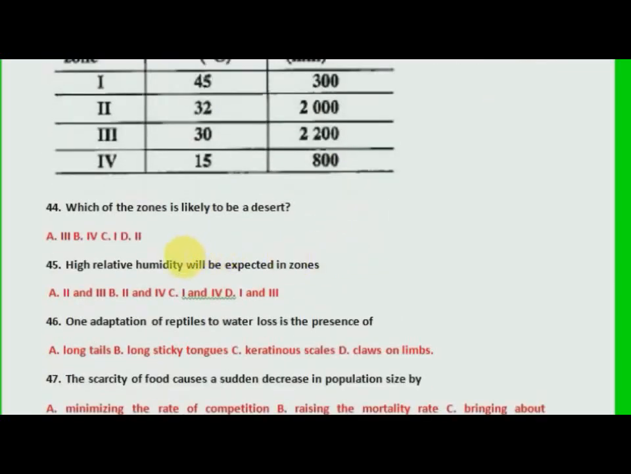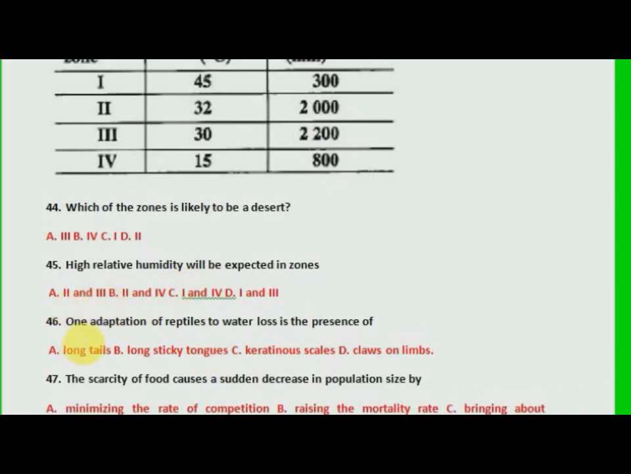Higher relative humidity will be expected in the zones where? Now, when we say relative humidity, it refers to the amount of moistness in the atmosphere. So from here, we look at the best two. These 2, 3, and 4 have the highest amount of rainfall. So apparently, they are meant to have higher rainfall, higher moisture in the atmosphere. Oh, sorry, these two, 2 and 3, they have the highest rainfall. So it's going to be 2 and 3.